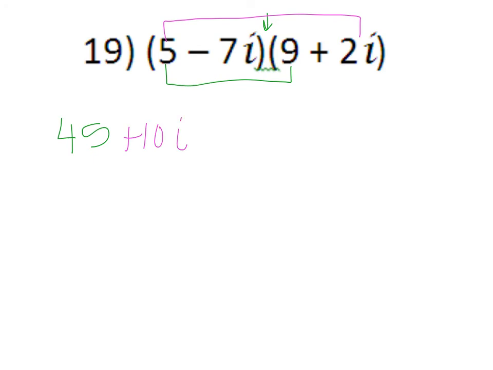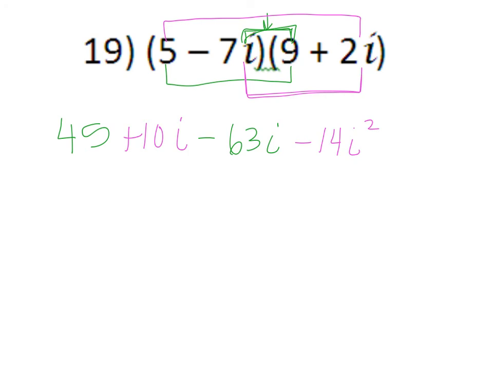I have my inside right here. These two terms multiplied together. Negative 7 times 9 would give me a negative 63i. And I have my last two terms. Negative 7 times 2 gives me negative 14, and i times i gives me i squared.